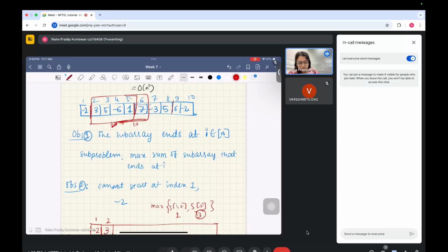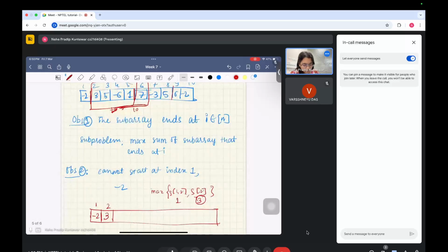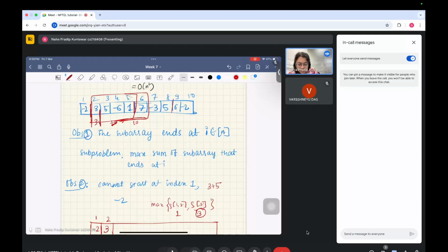In this case, what is the maximum sum up to 2? It is 3. So if I add 3 and 5, I'm going to take the maximum of 3 plus 5 or 5. So this is 8 and this is 5. So maximum is 8. So I'll take it.